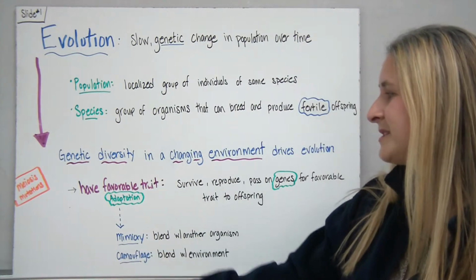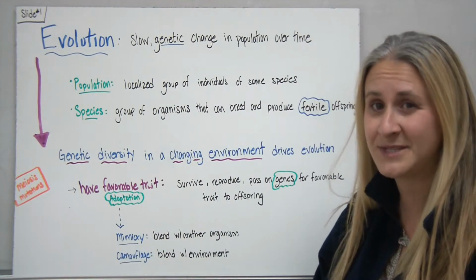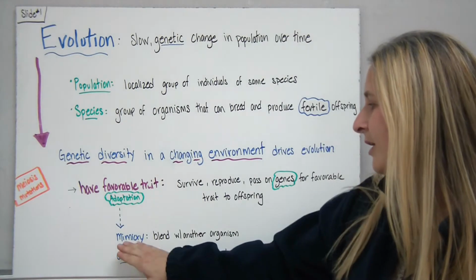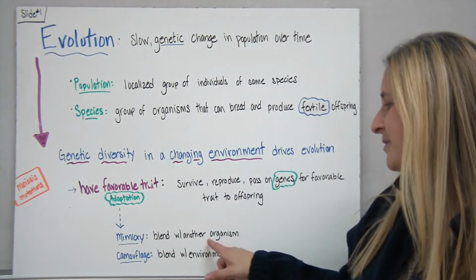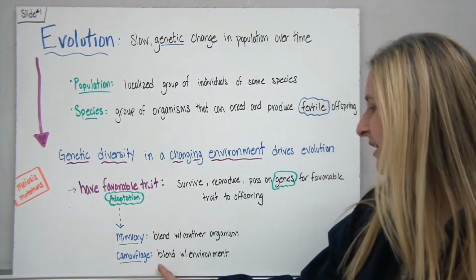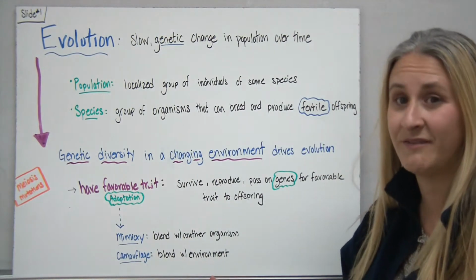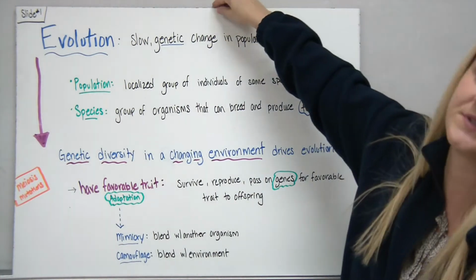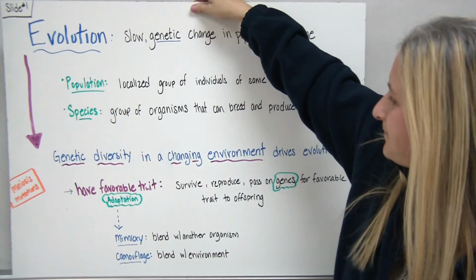There are two terms that we talk about when we talk about some adaptations that organisms might have. One of them is called mimicry, and that's when we blend in with another organism. And another one is called camouflage, which is where you blend in with the environment. We'll get into those examples a little bit more as time goes on.